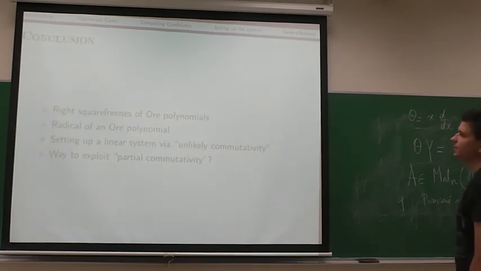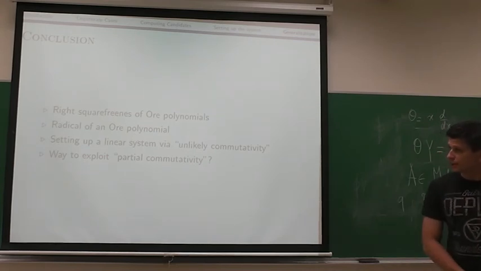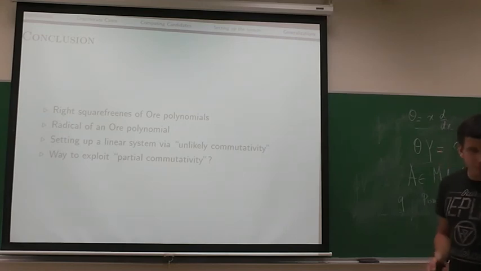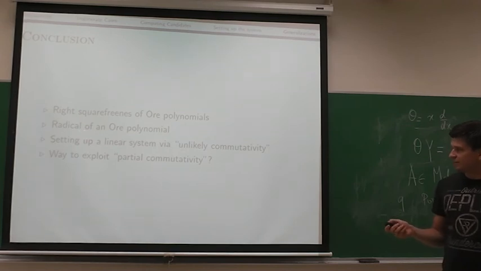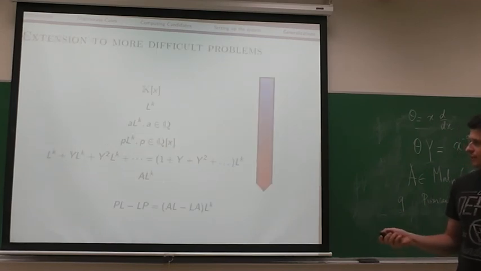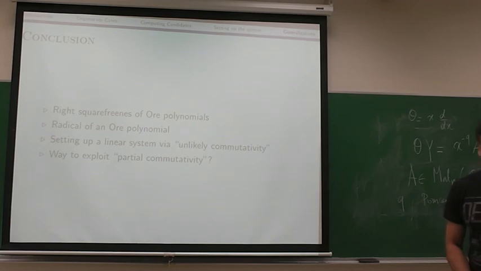Okay, the conclusion, what did we see? We saw what I mean by right squarefreeness of Ore polynomials. I explained to you how to compute the radical of an Ore polynomial by setting up a linear system with undetermined coefficients. And I'm hoping to be able to exploit this partial commutativity in this case here. And if anybody has any ideas or any thoughts about this, I would be happy to discuss this later on. Thank you very much.